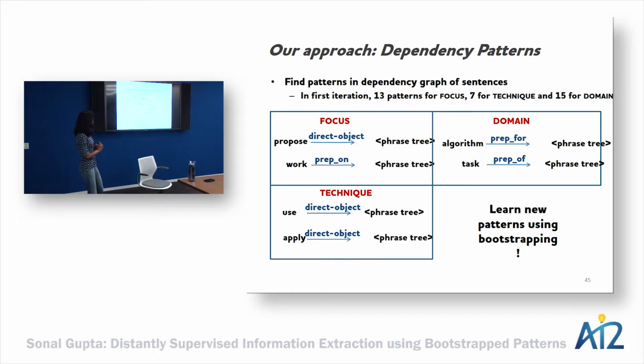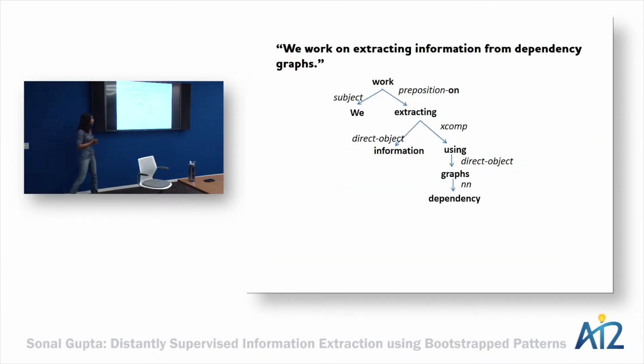And here is an example of matching patterns to sentences. The sentence is, we work on extracting information from dependency graphs. This is the dependency tree for that sentence. And if we are matching the pattern work on, then this phrase tree gets extracted. And we extract information using dependency graphs as a focus. Similarly, over here, for technique, the pattern is use direct object. That matches as a technique. So we extract dependency graphs as a technique.